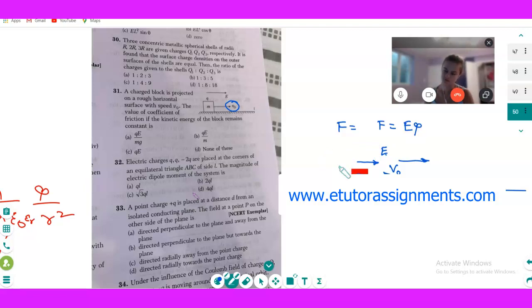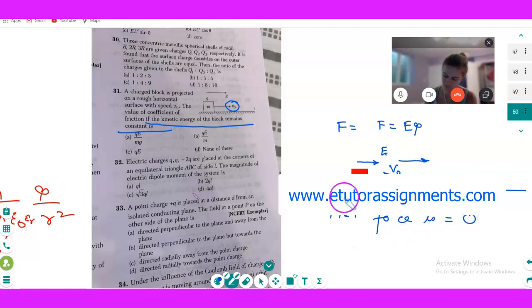Tell me, what is this one? Next, what is it asking? The value of the coefficient of friction if the kinetic energy of the block remains constant. What does it mean? Kinetic energy constant, so velocity is not changing. Very good. Velocity is not changing means net force is zero. There is no acceleration.